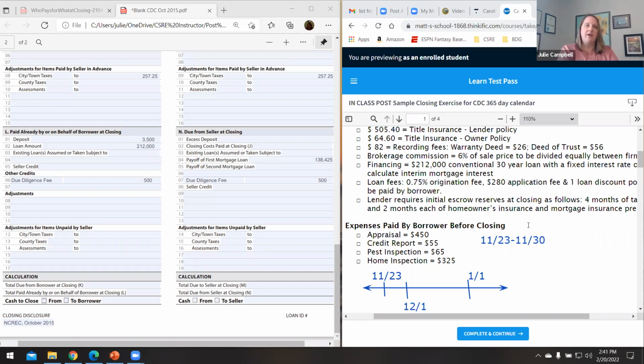So I already saw Sandra whip out her fingers. What'd you get, Sandra? She counted the 23rd, 24th, 25th, 26th, 27, 28, 29, and 30. There's 8 days that the buyer owes their lender. Did you just look at that and see 7? If you did, you missed the whole problem.